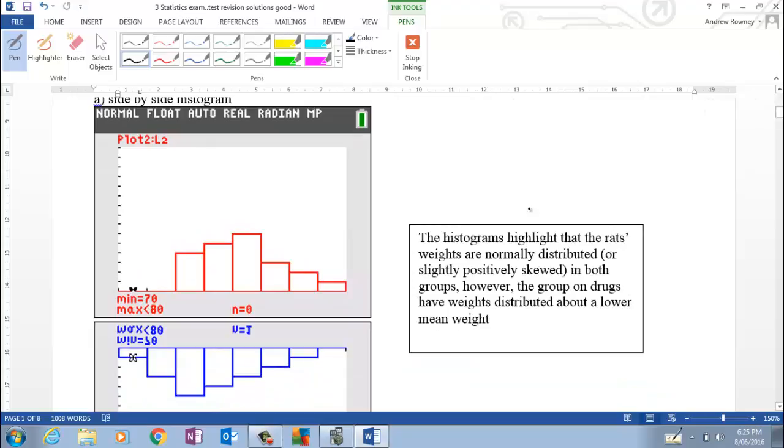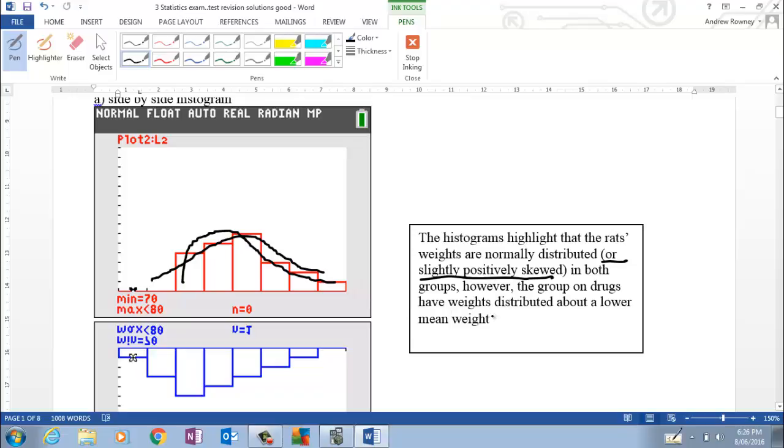So in the graphics calculator, you should put all the values into list 1 and list 2, and then do second stat plot and produce the histogram. I've done it here. We can see that the control group is this one. It looks roughly like a normal distribution, but we could say it's positively skewed, because the shape's like this with a big tail to the right. And so it says the histograms highlight that the rat's weights are normally distributed, but I've got here or slightly positively skewed, but it's definitely not negatively skewed for both groups.